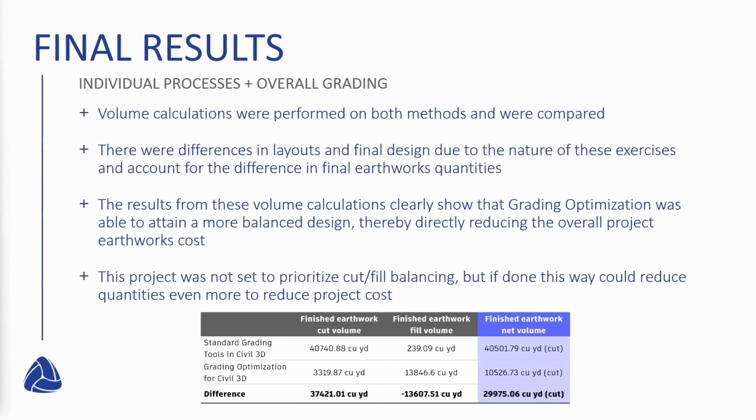All right. And then when using the grading optimization, we had a finished earthworks cut volume of around 3,300 cubic yards, which is already a lot more reduced. That's already less than 10% of the manual method's quantities. And then when looking at the fill volume, it does seem that most of the site is a little bit in fill. We're looking at around 13,800 cubic yards of fill there, resulting in a 10,500 cubic yard net volume. All right, so we're looking at quite a bit of a difference there.